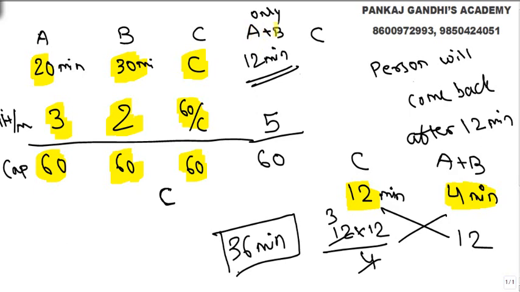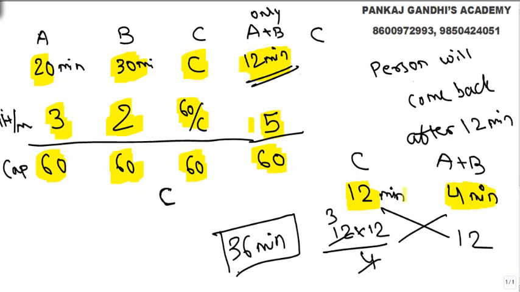He thinks only A and B are open. So A and B per minute 5. So they should fill the complete tank 60 in 12 minutes. He is not aware that C is open. So when he comes back after 12 minutes, he realizes C was emptying for 12 minutes. Now what all C has emptied, that much needs to be filled back. For that, he left open A and B for 4 minutes.